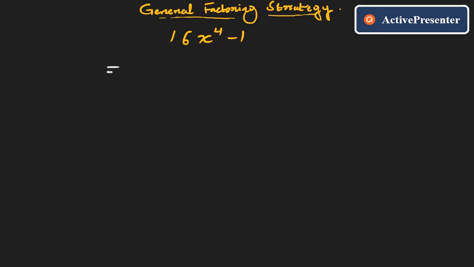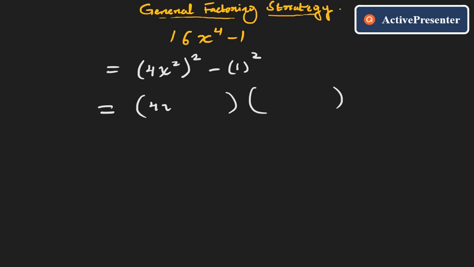So this is equal to 4x squared, all squared, minus 1 squared. This is equal to the sum multiplied by the difference. The sum is 4x squared plus 1, multiplied by the difference, 4x squared minus 1. Okay, can we do something here? No, we cannot do anything here, but we can factor more if we examine using the strategy. So this will be left as it is.